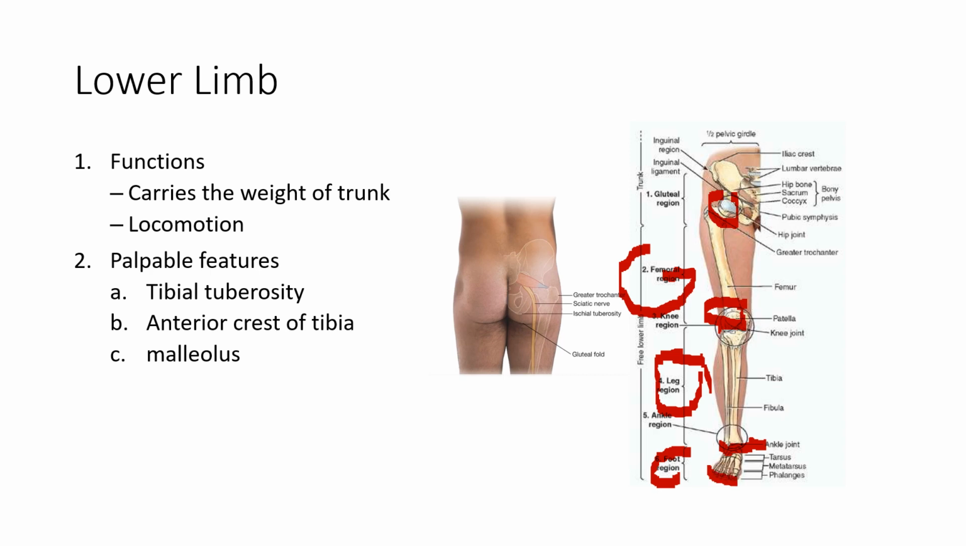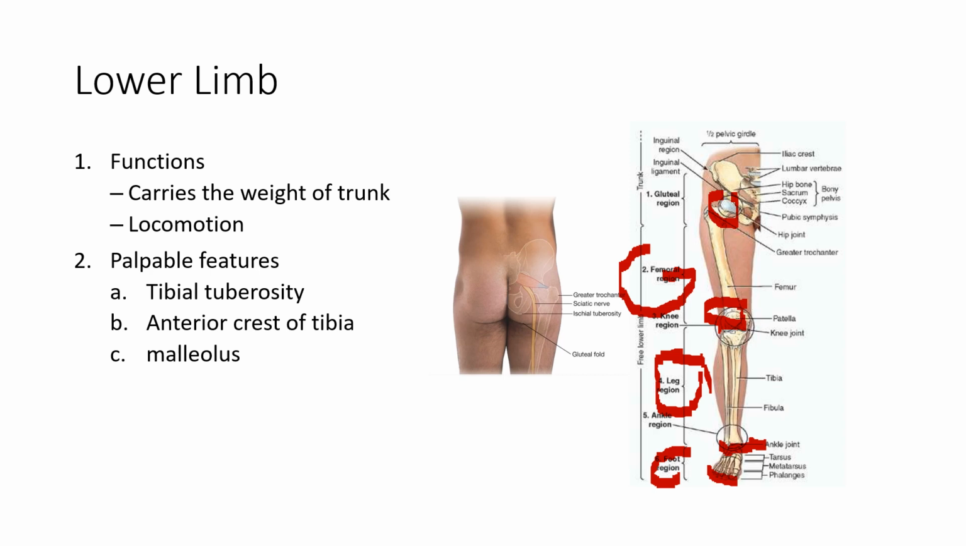And the lower limb is composed of 30 bones all together. You have one femur, one patella or kneecap, one tibia, one fibula, 7 tarsals, 5 metatarsals, and 14 phalanges.